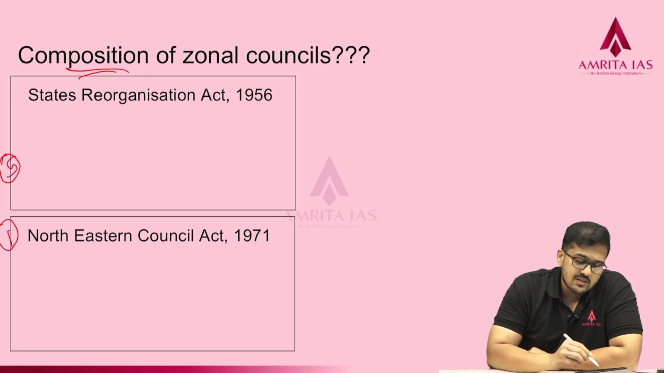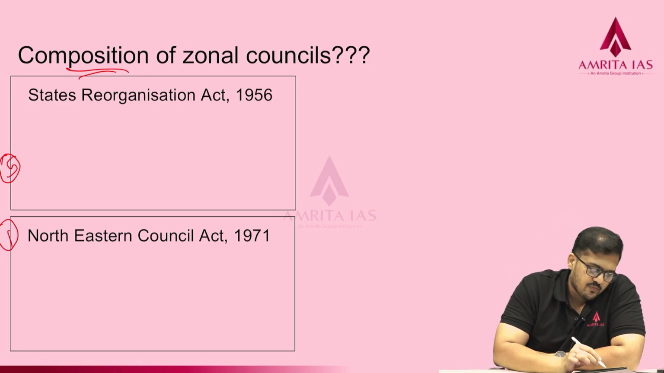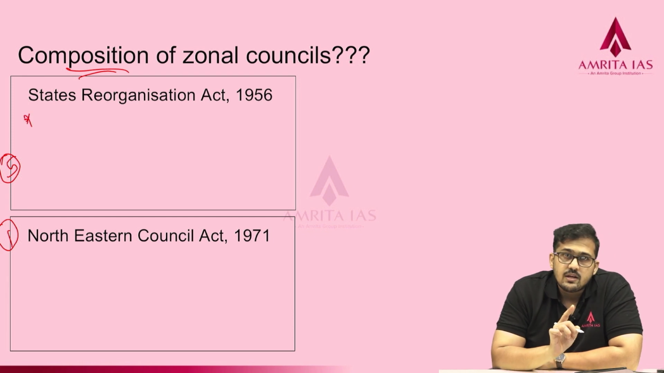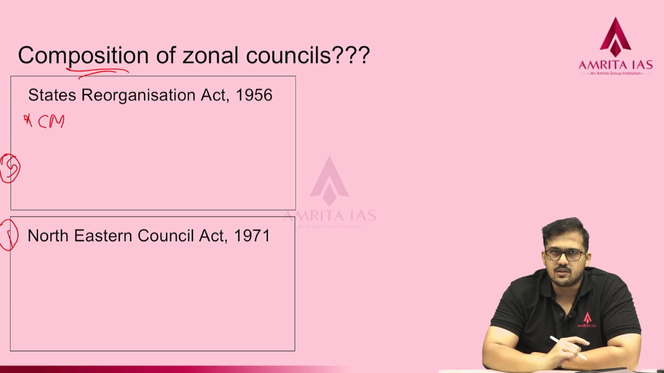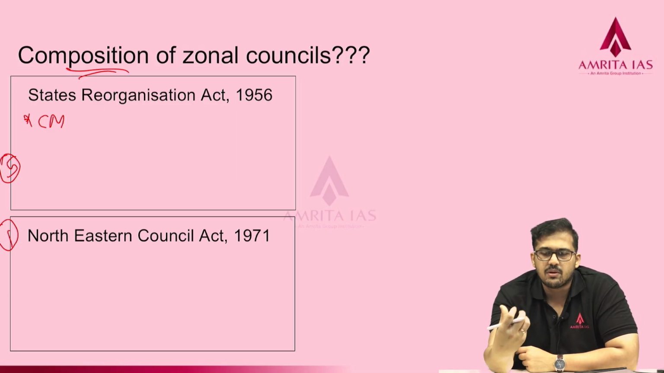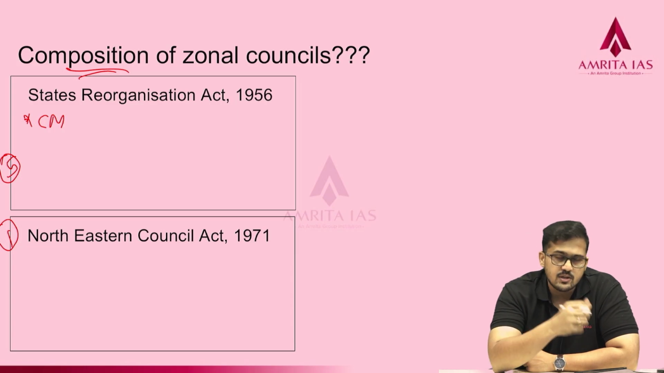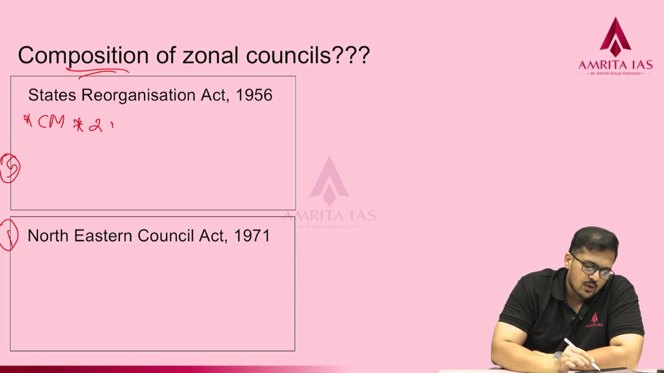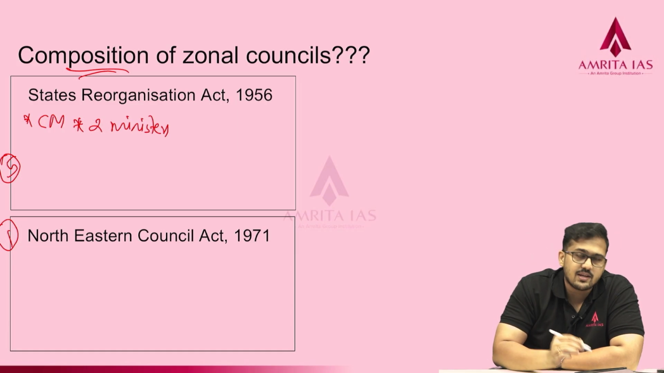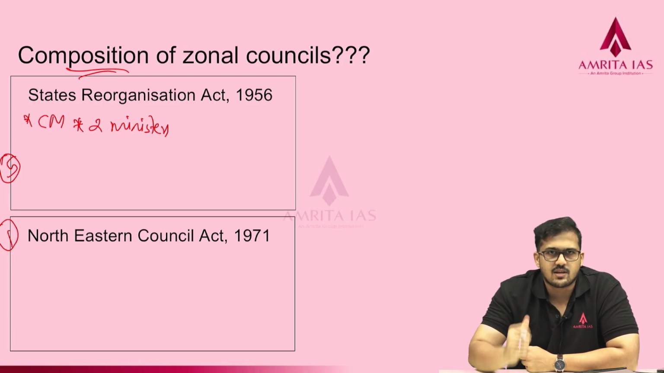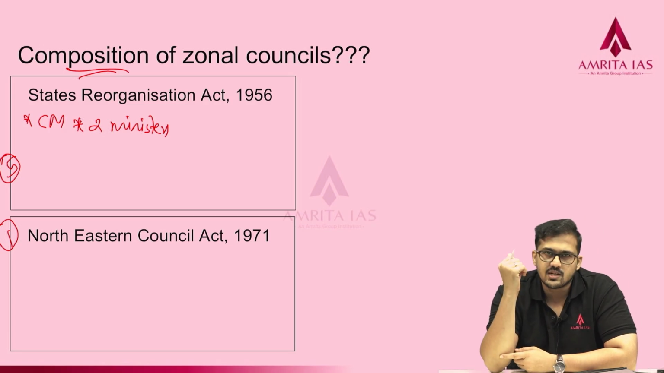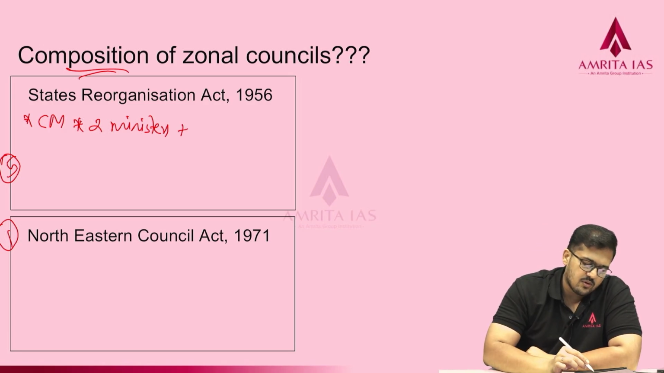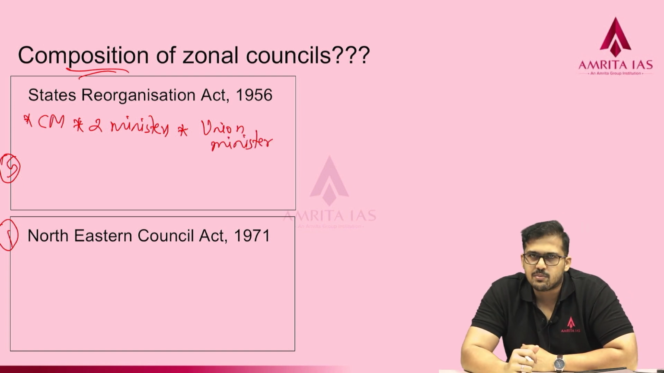Now, let us consider how the members of the council are selected. According to the States Reorganization Act of 1956, who are the members? Each state can send the chief minister as a representative. That is the first member from each state in each zonal council. Then, 2 ministers can also be sent along with the chief minister. That is the second group of persons in the zonal council as per the States Reorganization Act. Now, a union minister will be nominated by the President of India.